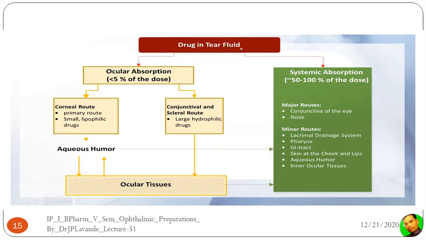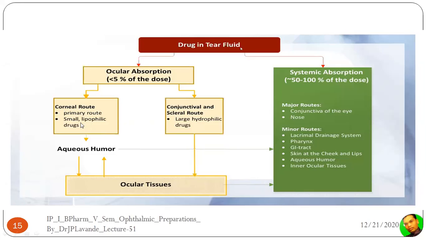Now, the less than 5% of the drug that has ocular absorption goes through the corneal route and the conjunctival or the scleral route. The corneal route is the primary route, and small lipophilic drugs get absorbed through the cornea. As far as the conjunctival or the scleral route is concerned, the larger hydrophilic drugs get absorbed through the conjunctiva. So this you need to keep in your mind.